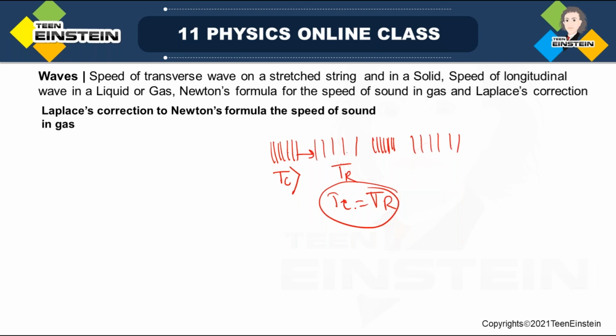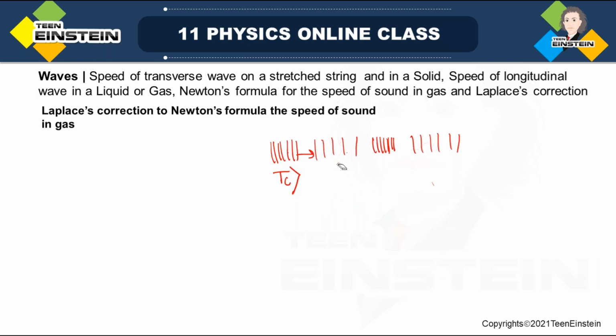This is the way in which you get the propagation of wave in an isothermal process. So this is the way Newton thought.